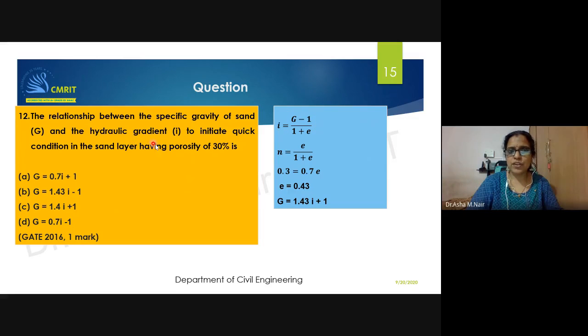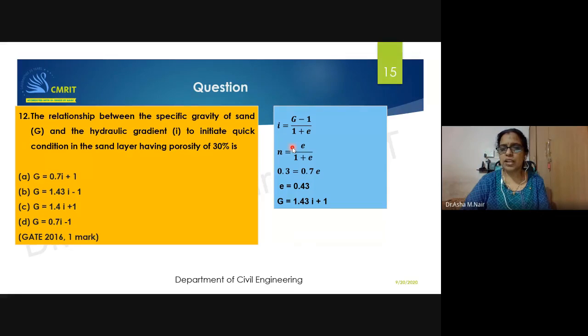Now you are given that the porosity N is equal to 30%. So N is equal to E by 1 plus E. So find the value for E, which is equal to 0.43. How did you get it? N is equal to E by 1 plus E. 0.3 is equal to E by 1 plus E. So you will be getting this as 0.3 by 0.7. So your answer will be 0.43.